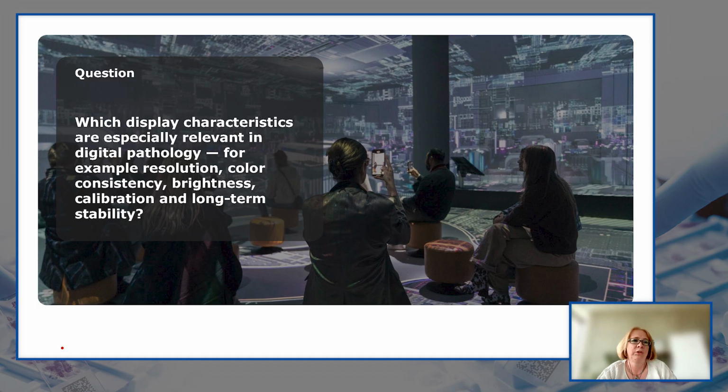What do you think, which display characteristics are especially relevant in digital pathology? Is it the resolution or the color, brightness? Yes. So everything starts with defining your workspace.